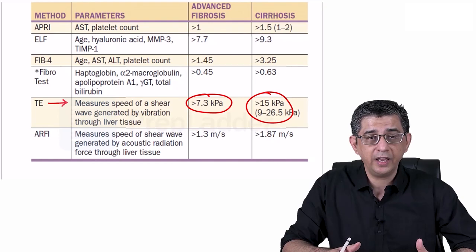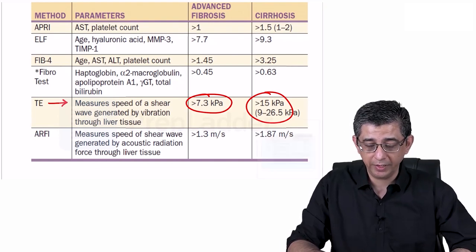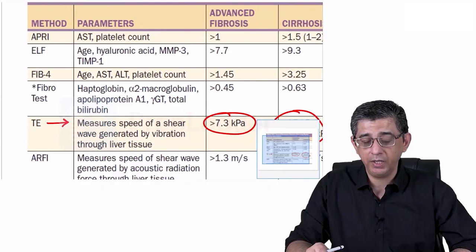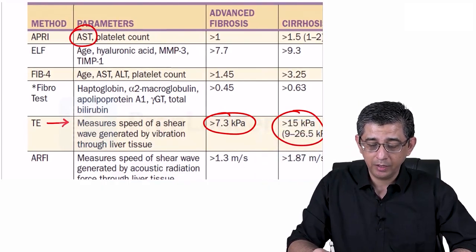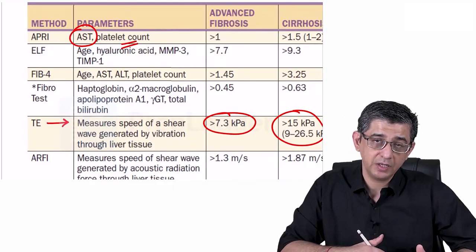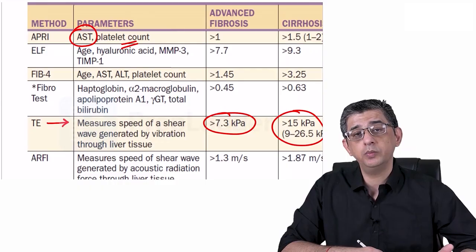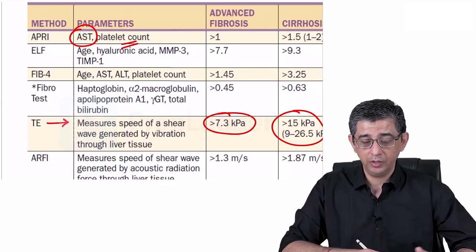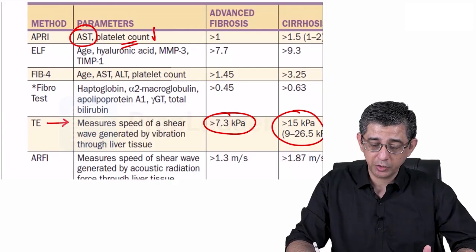Then we also have blood tests available, like you will read about APRI. APRI would be AST and platelet count. Platelet count, why? Because I've explained, whenever there is hypersplenism, whenever there's a splenomegaly in portal hypertension, then the platelet count will definitely reduce, and the ratio will increase.